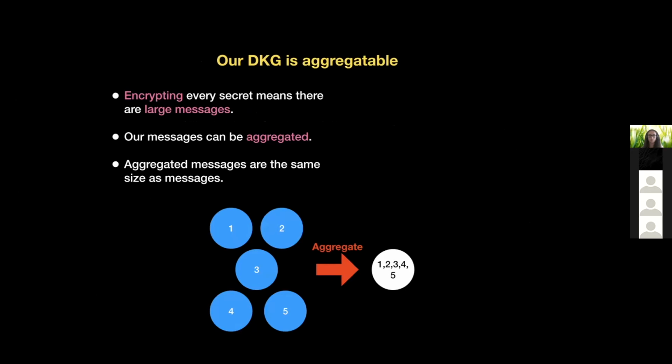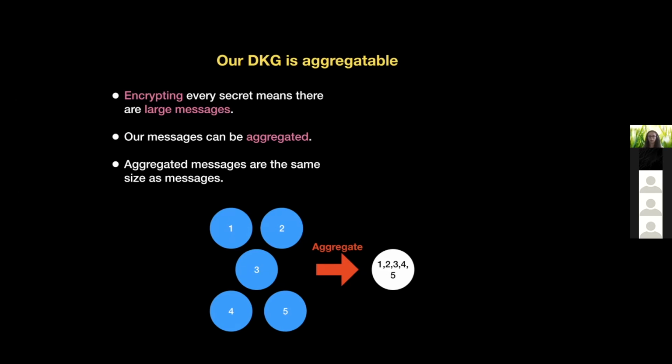And a second unique property we get from this kind of structure is that our DKG is aggregatable. So when we have to encrypt every single secret individually, this means that you end up with fairly large messages. And each of these messages eventually need to reach every single party such that they're able to recover their personal share of the secret such that they're able to perform the operation.